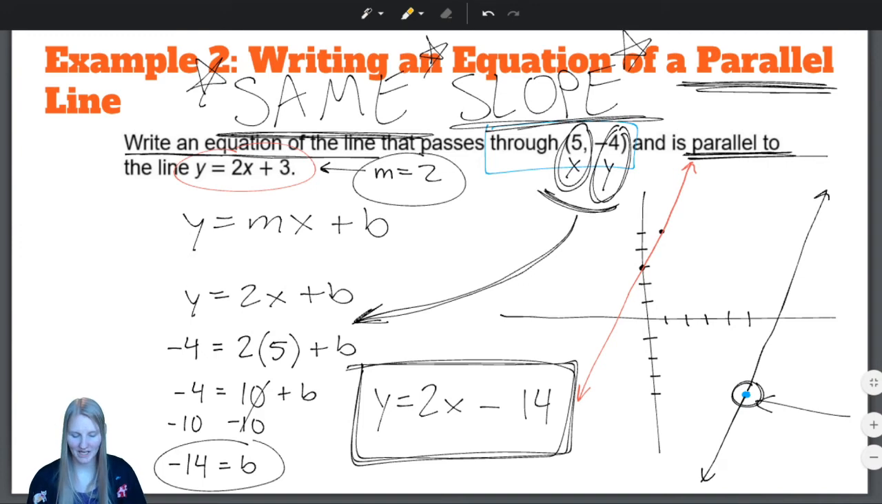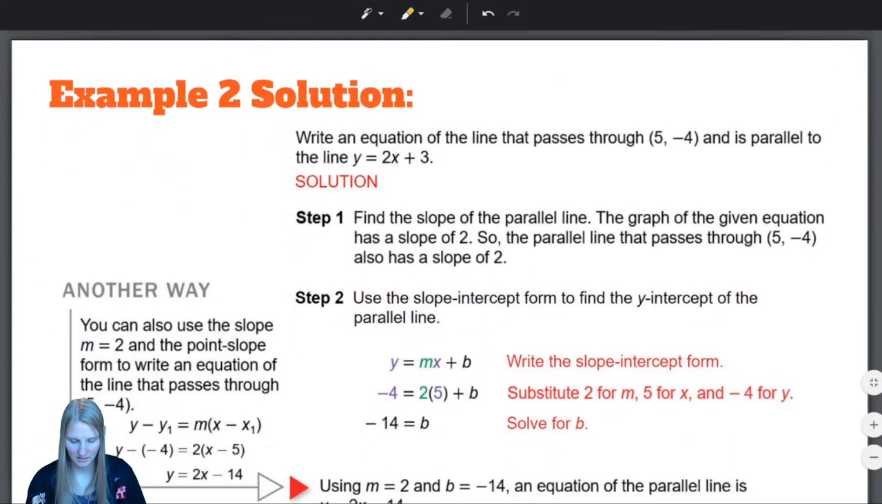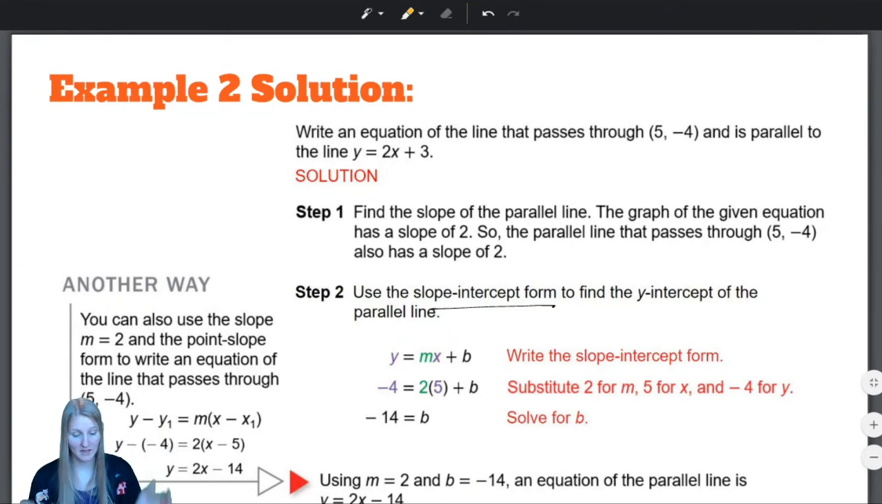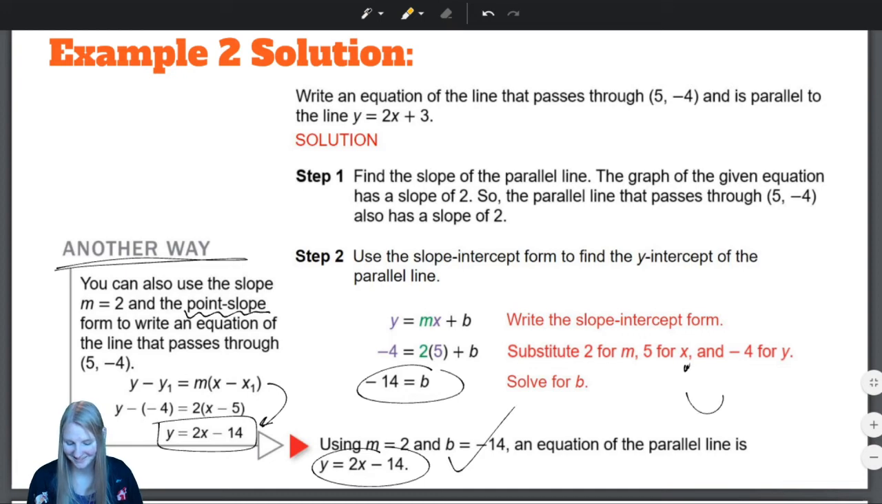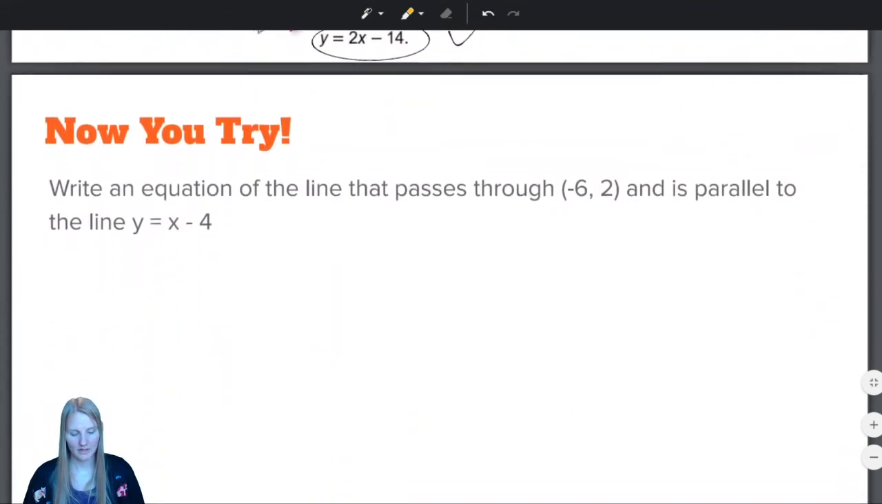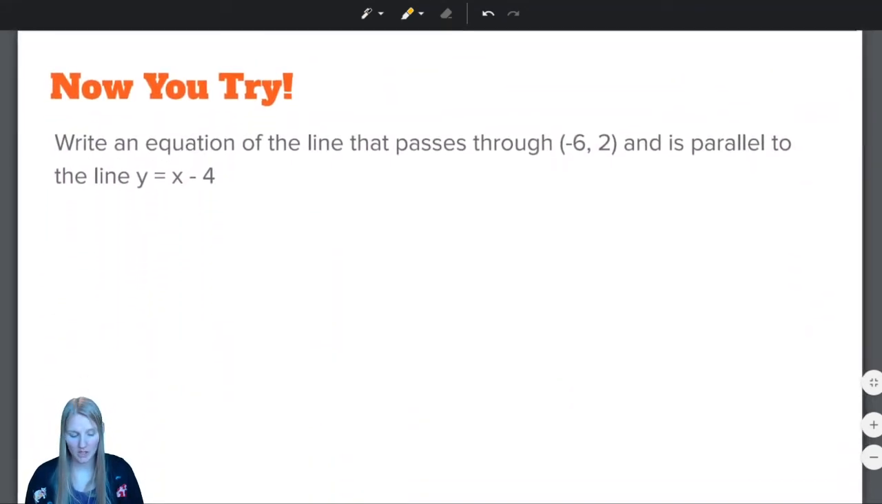Cool. Let's check and see if we were correct. Use slope-intercept form. Okay, they did that too. And then, yeah, solve for b. Y equals 2x minus 14. Now look, right behind my head, it says another way. You can also use point-slope form to write an equation of the line. And if you transform it to slope-intercept form, you'll notice that you get exactly what we got. So yay, awesome, fantastic.